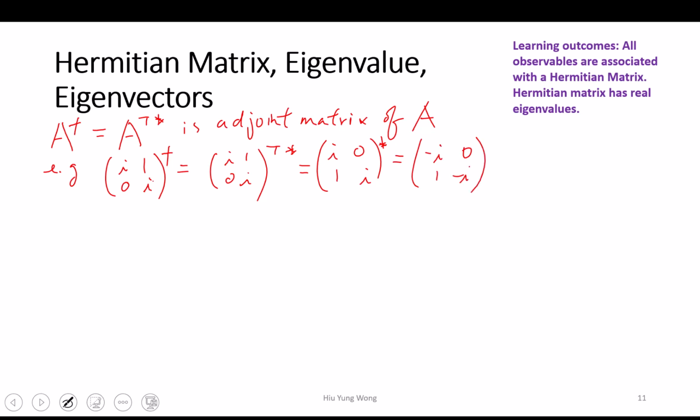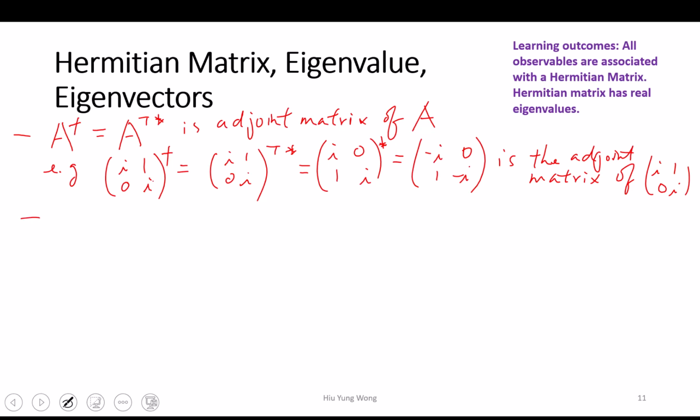Okay, so we say this is the adjoint matrix of the original matrix. This matrix is the adjoint matrix of that matrix. Just some definitions. Nothing special at this moment.